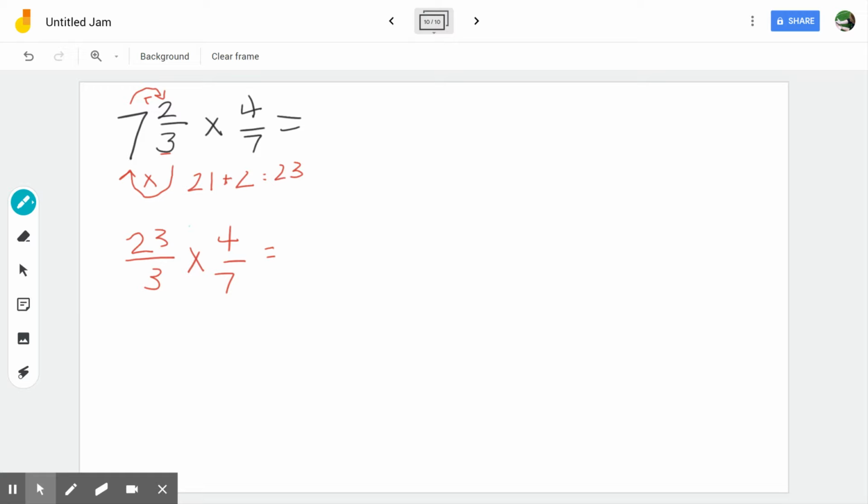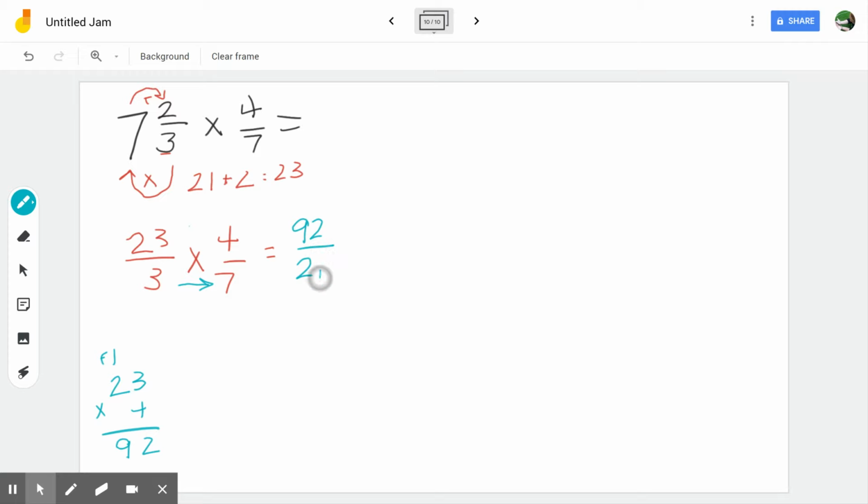So this one requires a little bit more work because you have to do 23 times 4. So I'm just going to squeeze that in down here. 23 times 4. 4 times 3 is 12. And then 4 times 2 is 8. Plus 1 is 9. So we have 92. Our numerator is 92. And our denominator is going to be 3 times 7. 3 times 7 is 21.